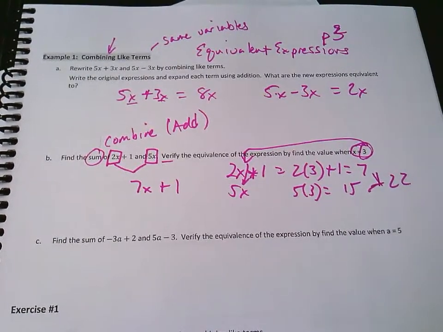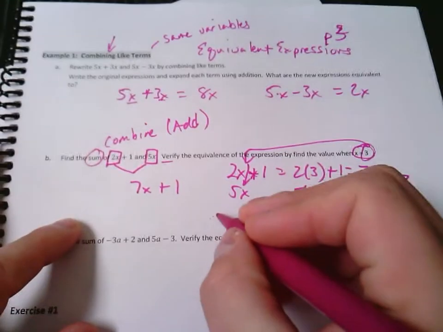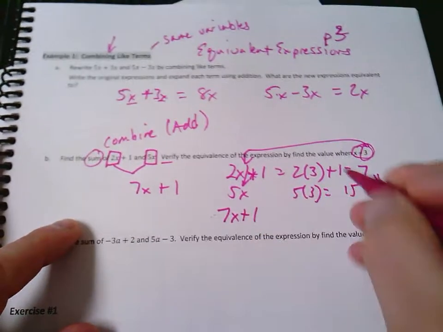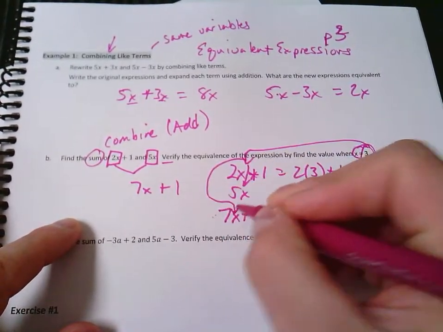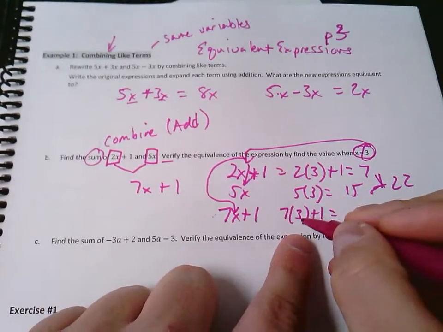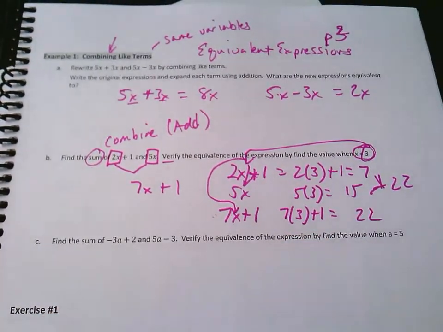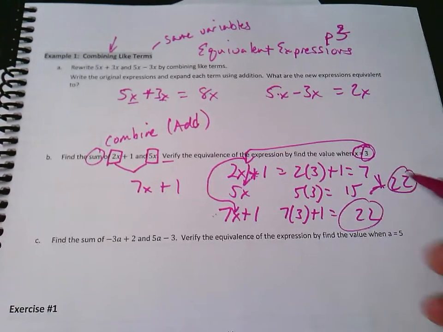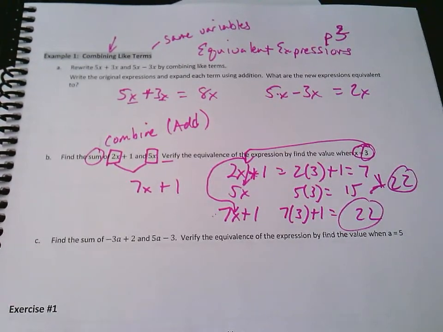Now let's take the 7x plus 1 expression and plug the 3 in here. So now we get 7 times 3 plus 1. 7 times 3 is 21, plus 1 is 22. So you see that the value of the expressions doesn't change. That's just what verify means. And we don't have to do that very often. That's going to come when we're solving equations and checking our solutions.